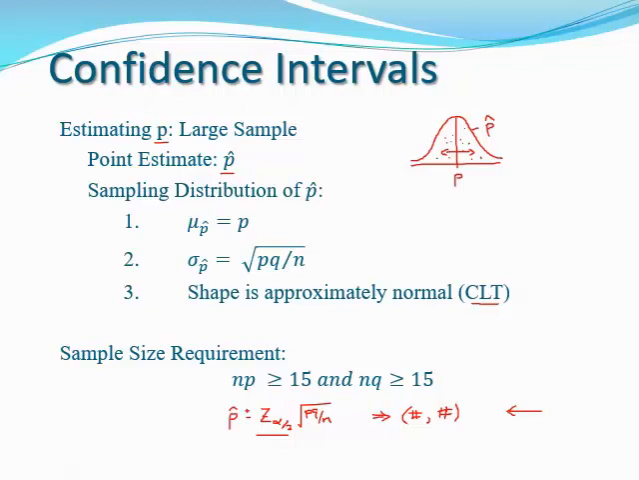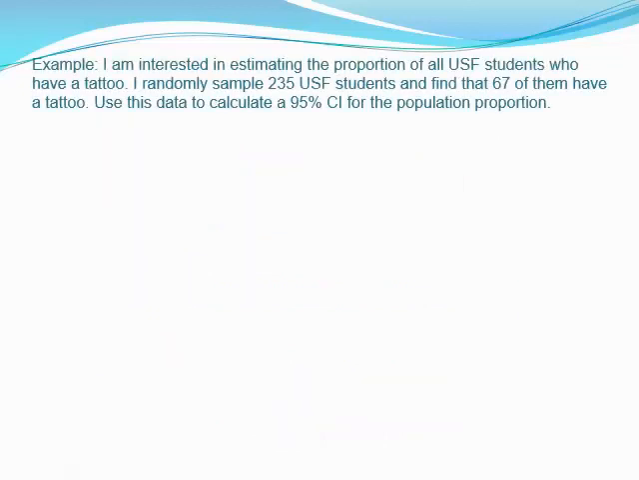All right, let's take a look at an example. In this example, we're interested in estimating a proportion of all USF students who have a tattoo. I randomly sample 235 USF students and find 67 of them that have a tattoo. And we want to create a 95% confidence interval for the population proportion.